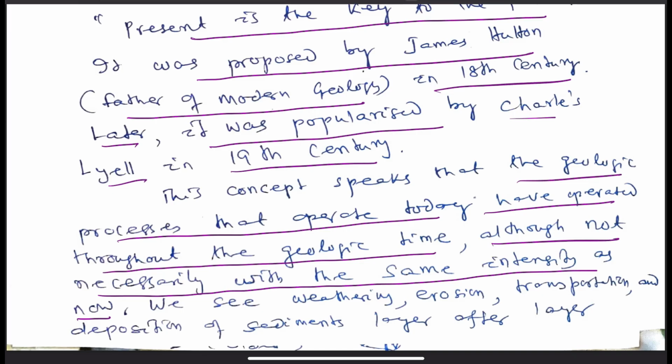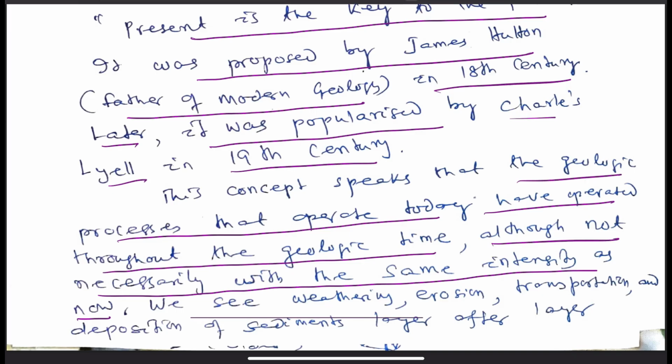The same thing might have occurred in the past, and the sedimentary formations might have been formed in that process. So, the present is the key to the past. What we see today, how the geomorphic processes operate today, the same geomorphic processes have operated throughout the geologic time and have developed their imprint on the face of the earth.